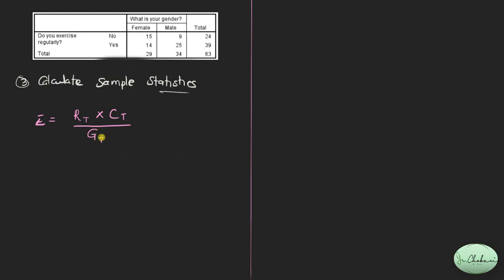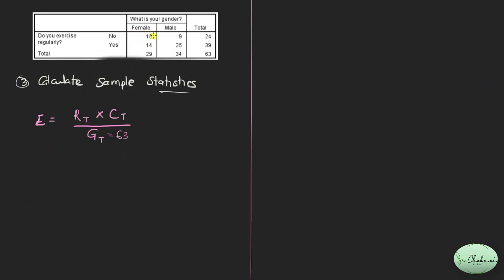The grand total in our table is 63. That's our sample size. The row total and the column total will change depending on which row and column we are talking about. So let's go through that calculation and get the expected values.